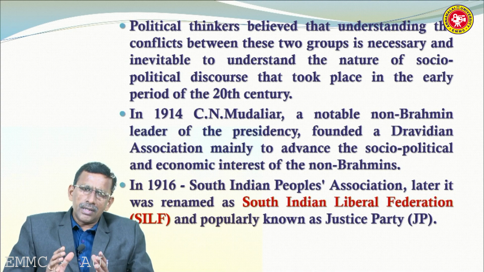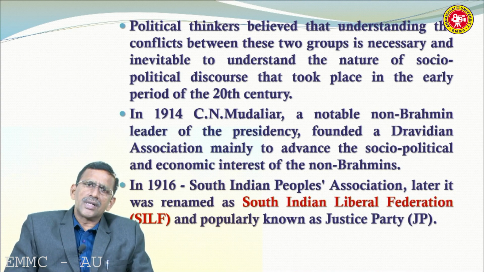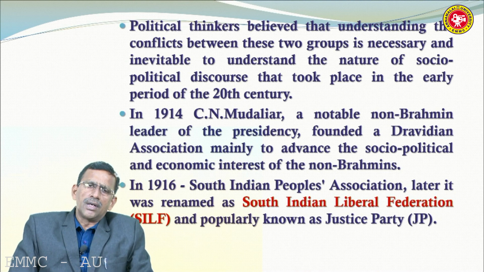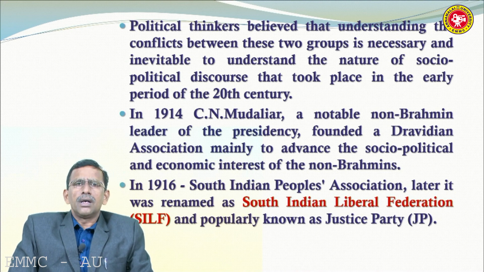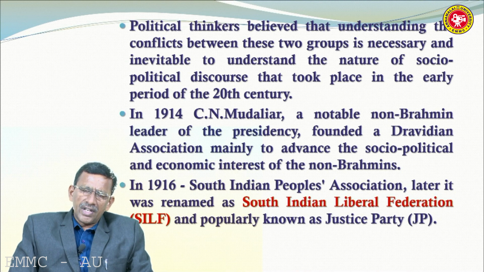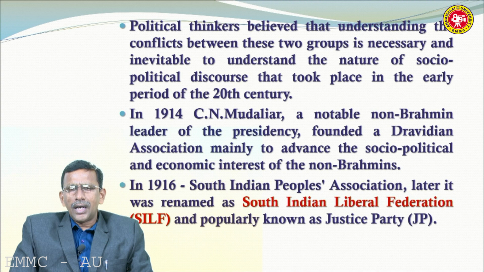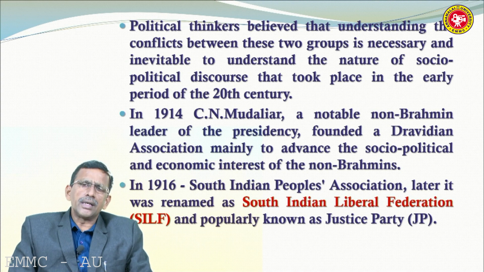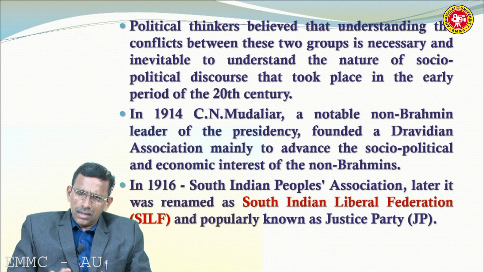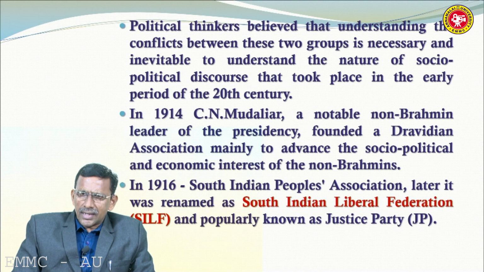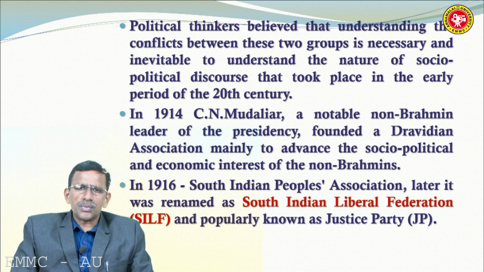My dear students, understanding the lacuna as well as the low representation of the non-Brahmins in judicial administration, and center and state administration, certain leaders of the Dravidian movement, for example, C. Natesan Mudaliar in 1914, a notable non-Brahmin leader, founded an association called the Dravidian Association. This association was established mainly to advance the socio-political and economic interests of the non-Brahmin group in the Madras Presidency. In Chennai, a separate association started to facilitate the educational process and educational help of the non-Brahmin group also.